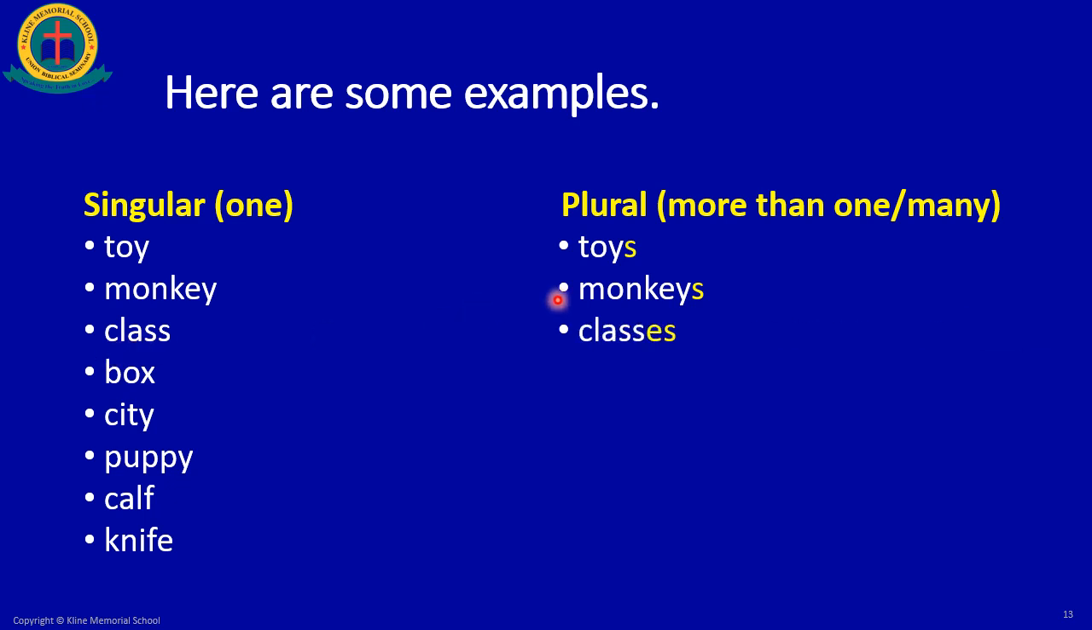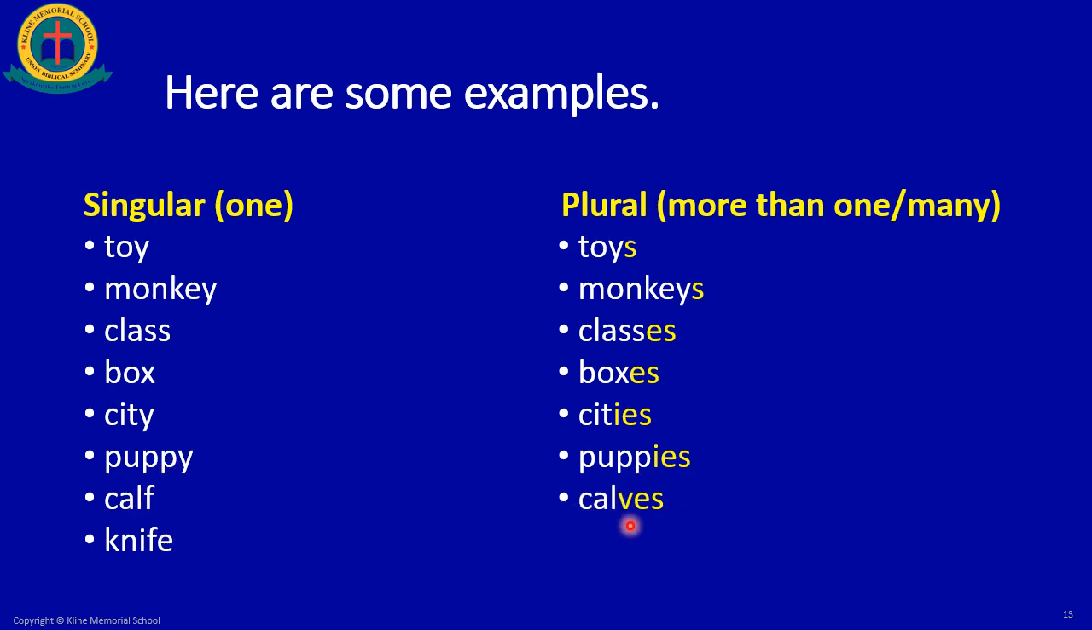Glass, glasses. Here the singular noun ends with SS, so we have to add ES. Box, boxes. City, cities. Here the last letter is Y, so we have to remove Y from here and then we have to add IES. Puppy, puppies. Here the last letter is Y, so we have to remove Y from here and then we have to add IES.